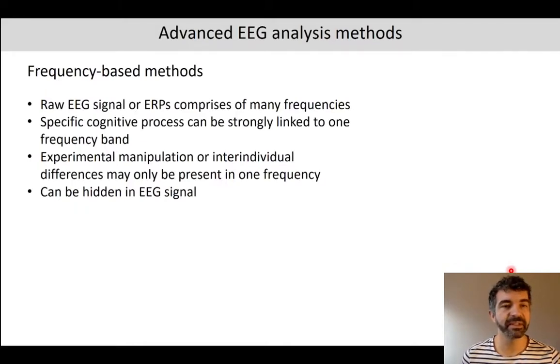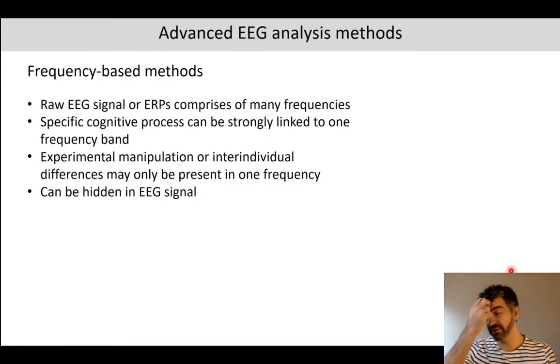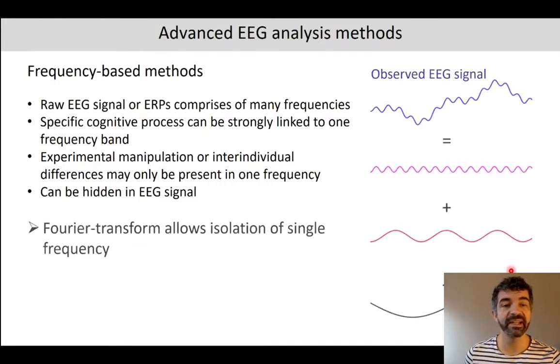Let's have a look at frequency-based methods. So I mentioned earlier that there are different EEG frequencies. For example, alpha and beta have different amplitudes, different frequencies. And specific cognitive processes can be strongly linked to one frequency band alone. So the experimental manipulation, or maybe if you're looking at inter-individual differences, those may only be present in one of the frequencies, and by just averaging across all frequencies, that is, by just looking at the raw EEG data, you might not be able to identify it. But if you decompose the signal into different frequencies, then you might be able to find it.